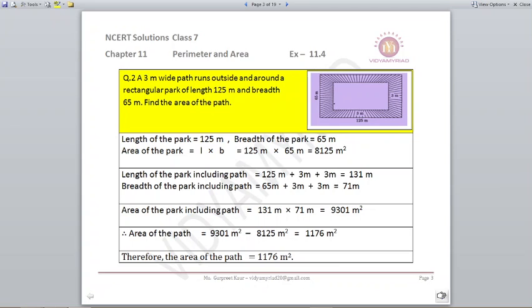Now we need to find out the area of the path. So the area of the path will be the total area including the path, that is 9301, minus the area of the park, which is 8125 meters square. So the area of the path is 1176 meters square.